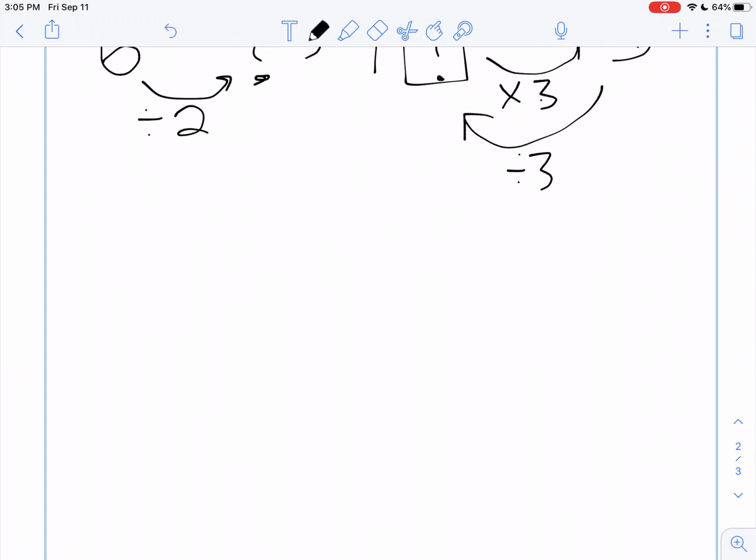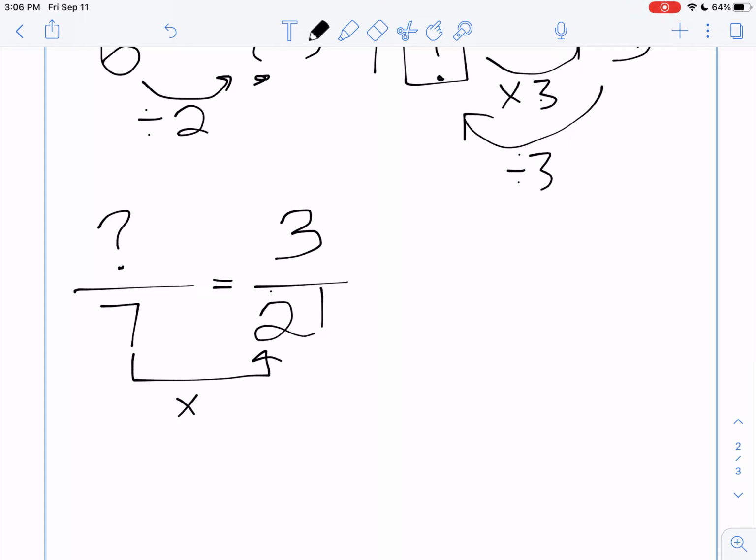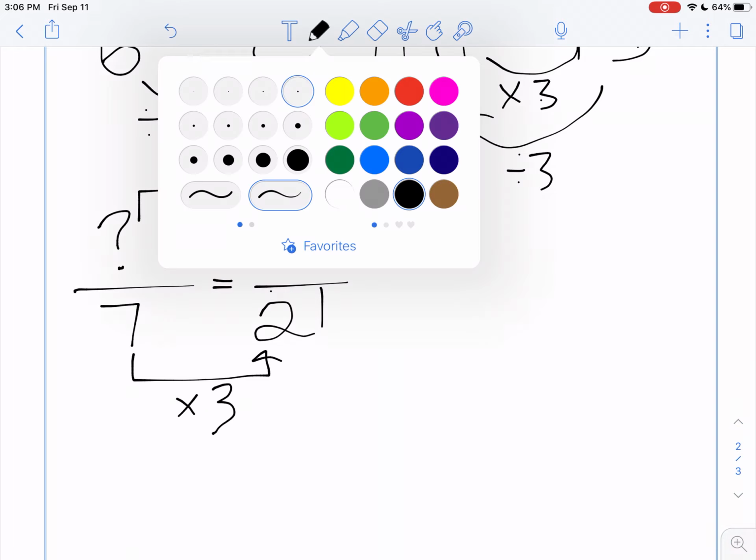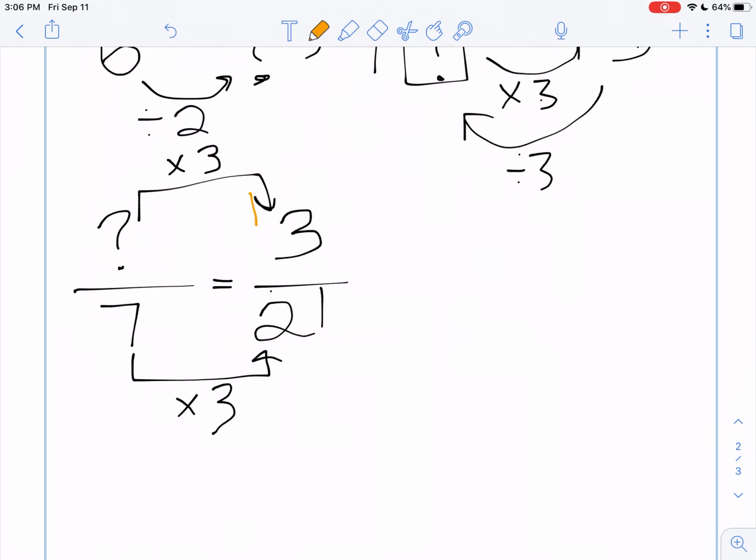What if our question mark's on the top instead of on the bottom? So question mark to 7 is equal to 3 over 21. Well, 7 times 3 is 21. So question mark times 3 has to be 3. But because the arrow's pointing sort of in the wrong direction for us to solve this problem, I'm going to say 3 divided by 3 will give me question mark. So 1 to 7 equals 3 to 21.